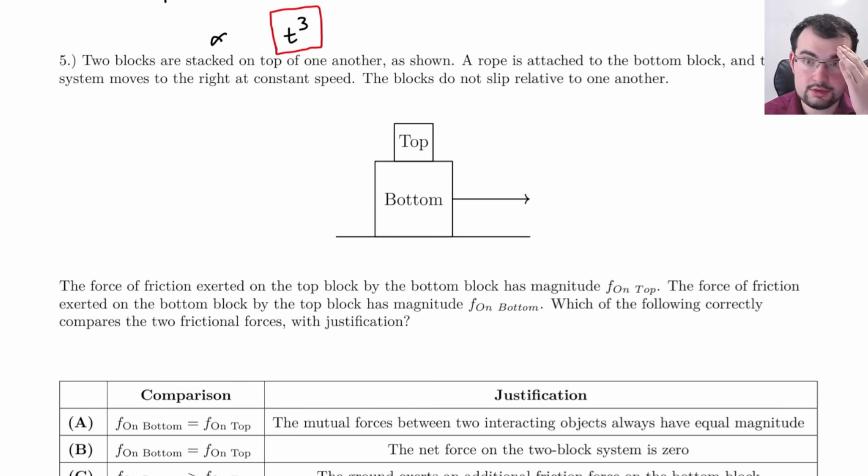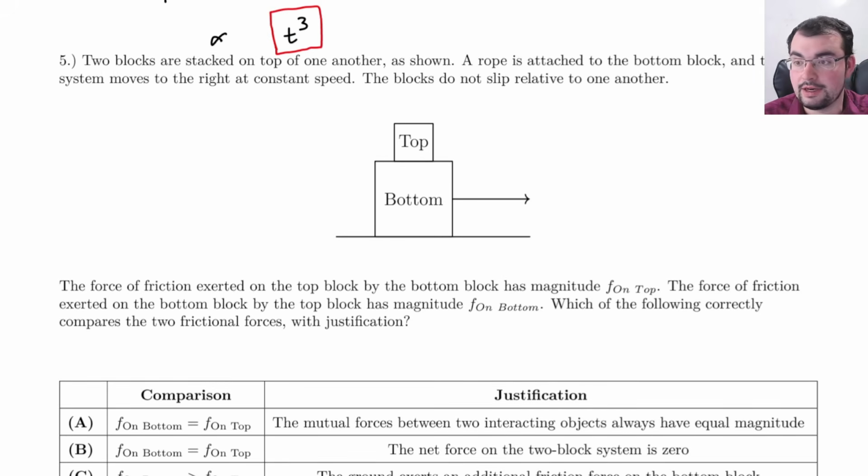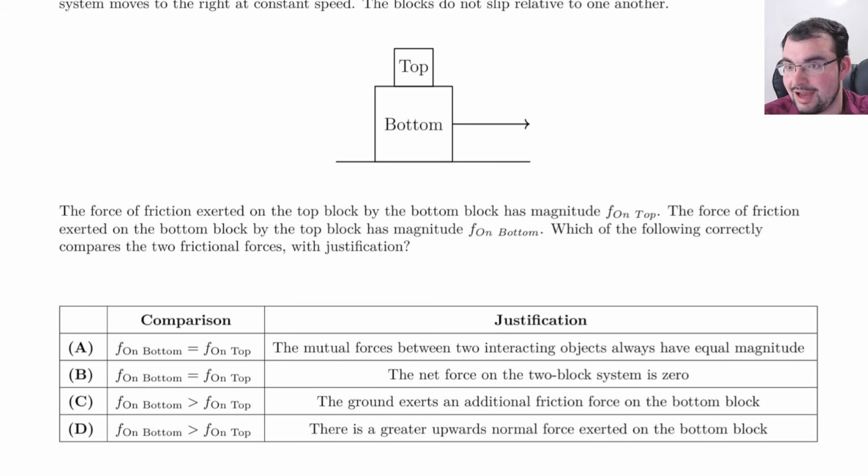All right, 2 blocks are stacked on top of each other. A rope is attached to the bottom block, and the system moves to the right at constant speed. The blocks do not slip relative to each other. The force of friction exerted on the top block by the bottom block has magnitude F_top. The force of friction on the bottom block by the top block has magnitude F_bottom. Which of the following compares?